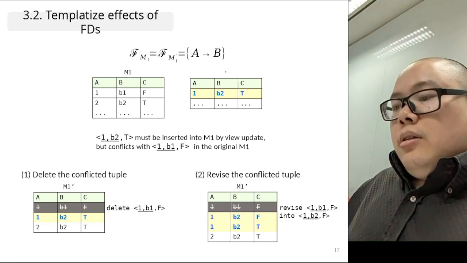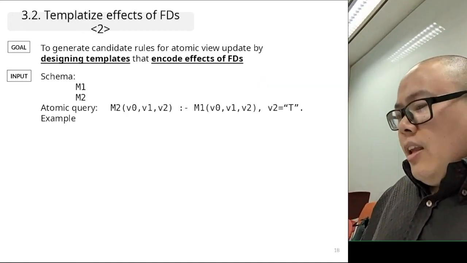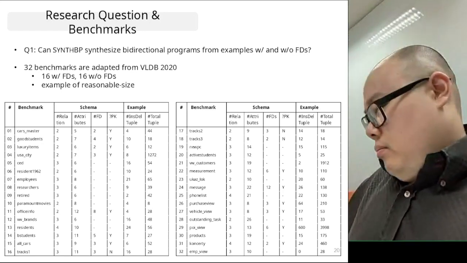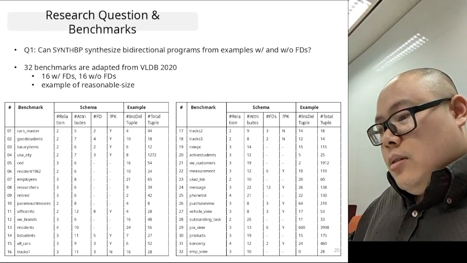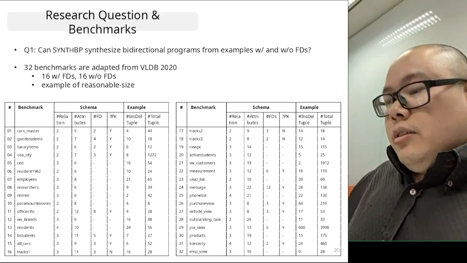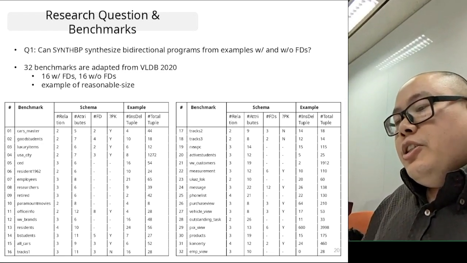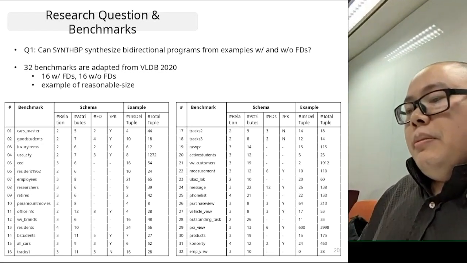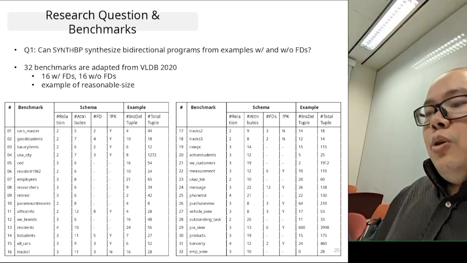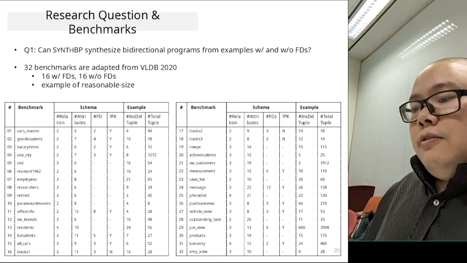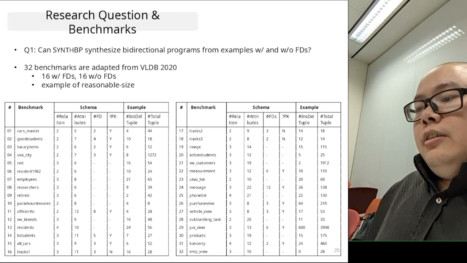In the slide on page 20, you can see the metrics of the benchmark. There are at most four relations and at most 30 attributes, 16 benchmarks with functional dependency and 16 without functional dependency. Some dependencies are actually a primary key, for example the first one, and some are not a primary key, for example benchmark 16. And the example size is considered reasonable because we know Protein has some trouble with big size examples.